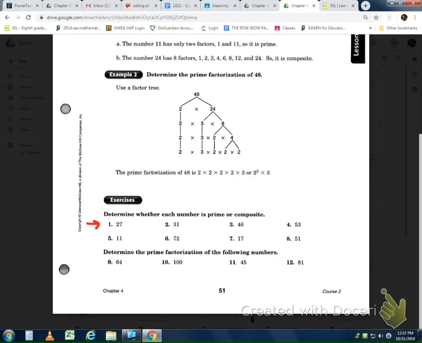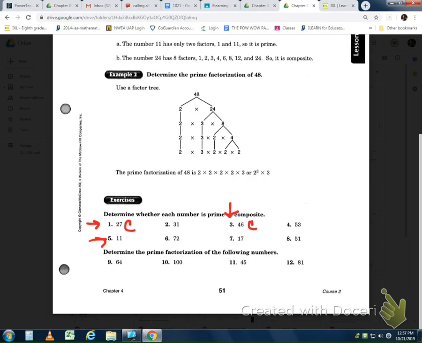And I'm going to let you write a P or a C. So that's composite. Okay, what about number 3? It's 46. What could you say about 46? What do you think, Skip? It's divisible by 2, isn't it? Because it's even. So is it prime or composite, Skip? Composite. All right, what about number 5?